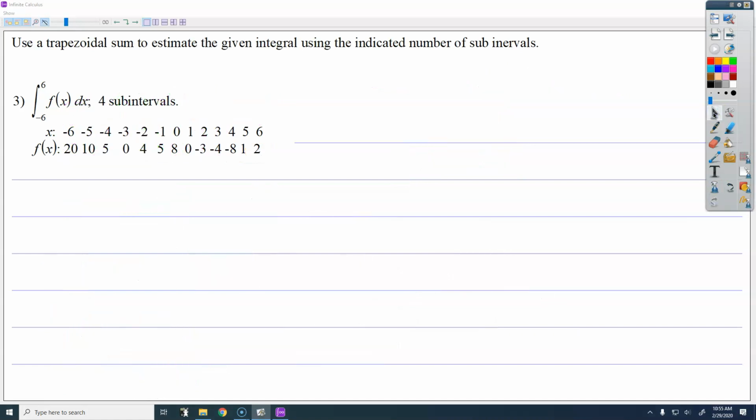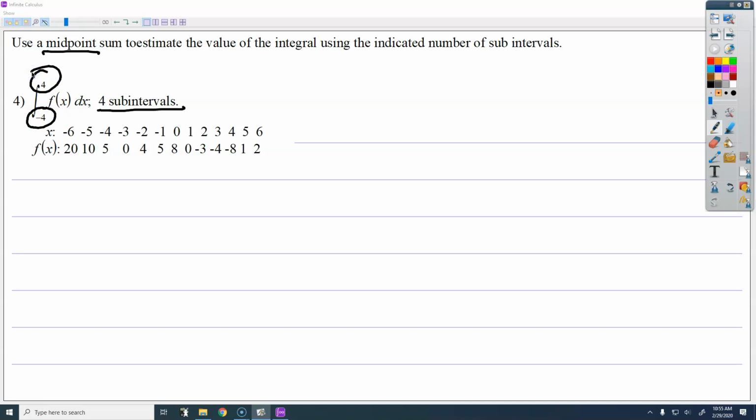All right, so be prepared to deal with subintervals. Let's go ahead and take a look at another question. We're doing subintervals again, and this time we're doing a midpoint sum. But I want you to notice something else. I've been kind of ignoring these, but you do need to pay attention to your endpoints.